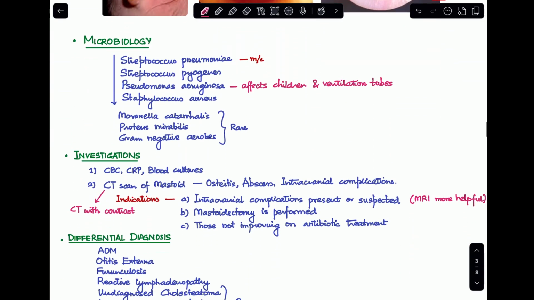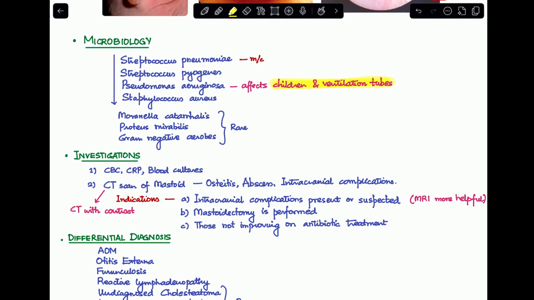Now, what are the most common organisms that we see causing it? Most common one is Streptococcus pneumoniae. Next is Streptococcus pyogenes, Pseudomonas aeruginosa, Staphylococcus aureus. And Pseudomonas aeruginosa affects children with ventilation tubes more often.